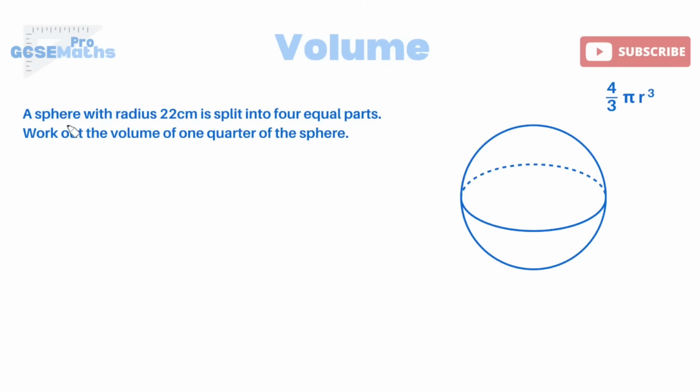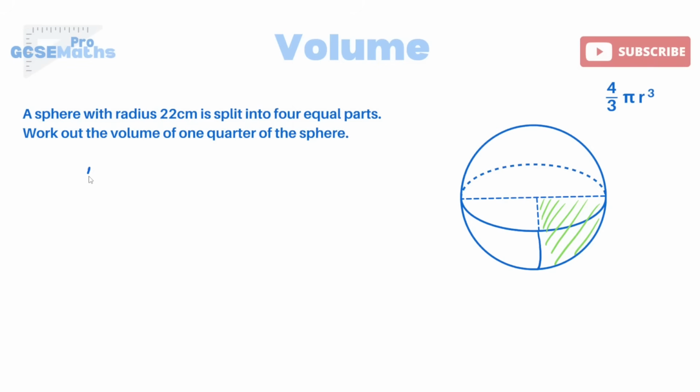Okay, so this time we have a sphere with radius 22 centimeters that is split into 4 equal parts. Work out the volume of 1/4 of the sphere, so one of those parts. So I have got a sphere here, but I'm going to just annotate that. If you were to think about it, it would basically be, let's say, this quarter here. So similar to a hemisphere, we said you could take the formula for a sphere and divide it by 2. Well, you can do the same thing if you have just 1/4. Take the formula for the whole sphere, and at the end just divide it by 4.